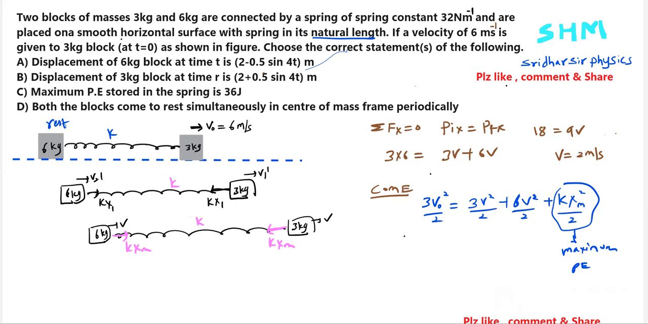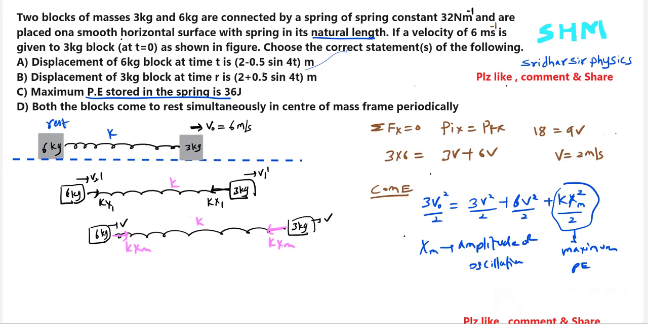Potential energy is stored in the spring. You substitute all the values and we'll get this one. And this maximum elongation will become the amplitude of oscillations. So in the ground frame, after this maximum elongation, again it will be compression, maximum compression. Like that, it will be periodic. So therefore, it's going to execute SHM.